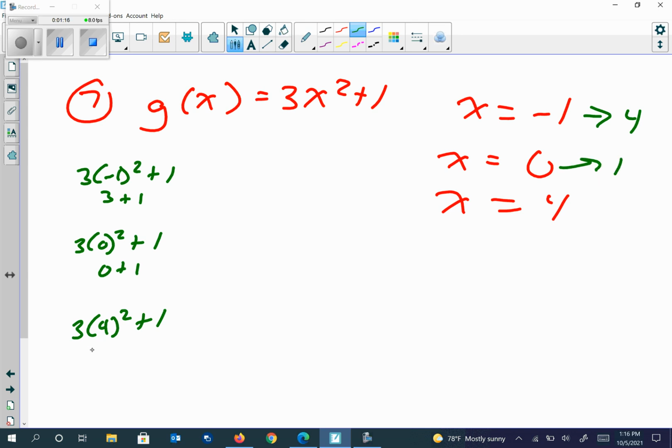This is going to give me 16. 16 times 3 is 48. 48 plus 1 is 49. So that should help you on each of those ones.